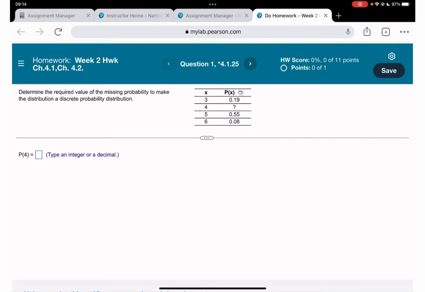Okay, week 2, homework 4.1 and chapter 4.2.